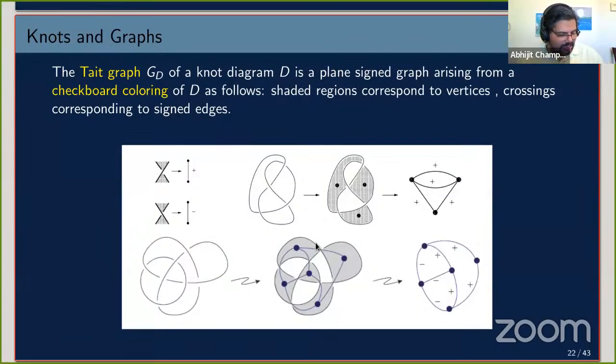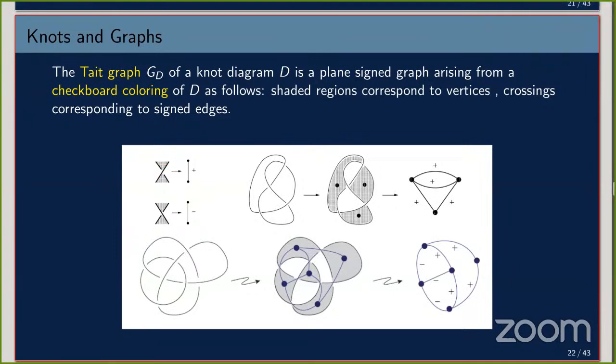All right, so the next part is going to be knots and graphs. There is a very deep relationship between knots and graph theory, by this construction of Tait. Abhijit, Shamik has raised his hand. Yes, Shamik, please go ahead.